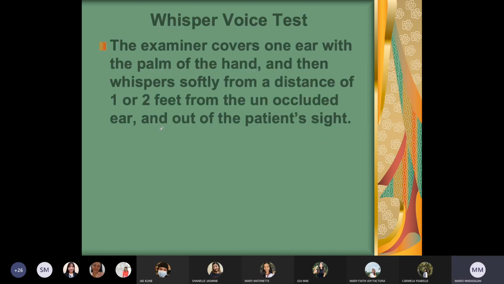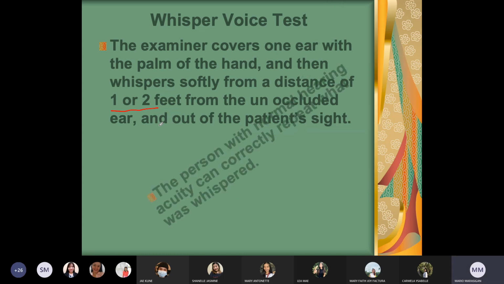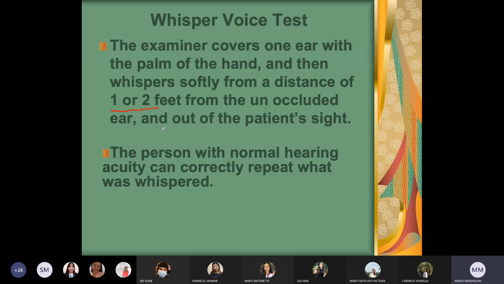Whisper test or whisper voice test. The examiner cover one ear with the palm of the hand, and then you whisper softly from distance of at least 1 to 2 feet from unoccluded ear. And of course, the patient should not see you. Person with normal hearing acuity can correctly repeat what was whispered.